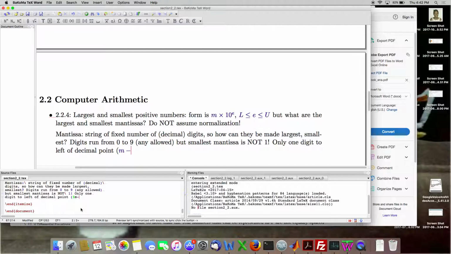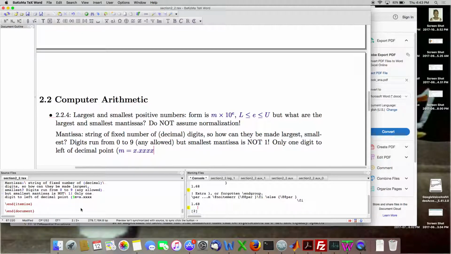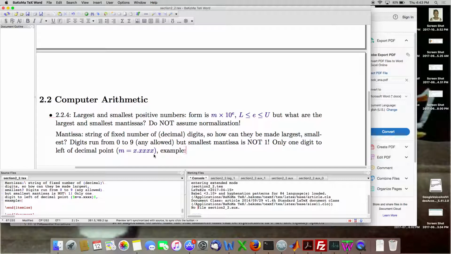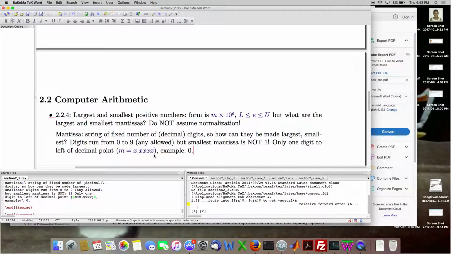So m has this form, because it's decimal, it's x dot xxxx. Because there are 5 digits, you have 1 digit to the left of the decimal point and 4 digits to the right. So you're filling in here whatever's going to make this either as large as you can get or as small as you can get. As an example, I could do 0.1000. You're allowed to do this because you're not normalizing. That is not the smallest, but it'll put you on the path there.